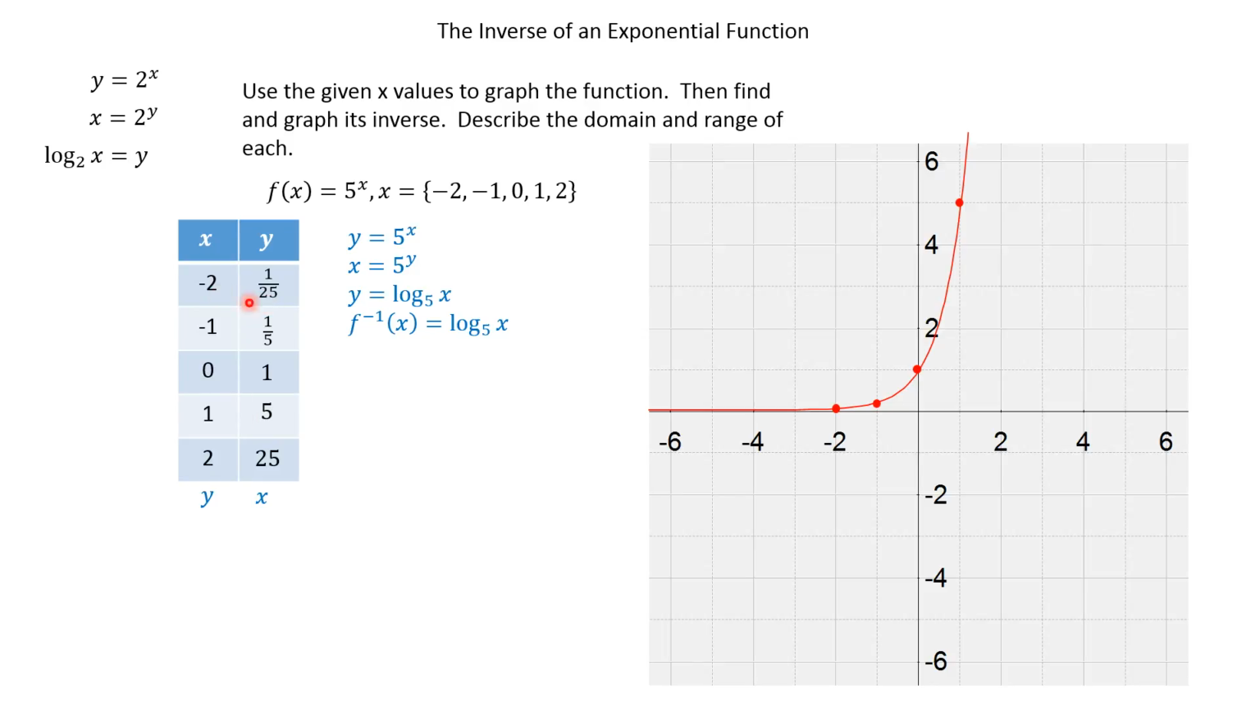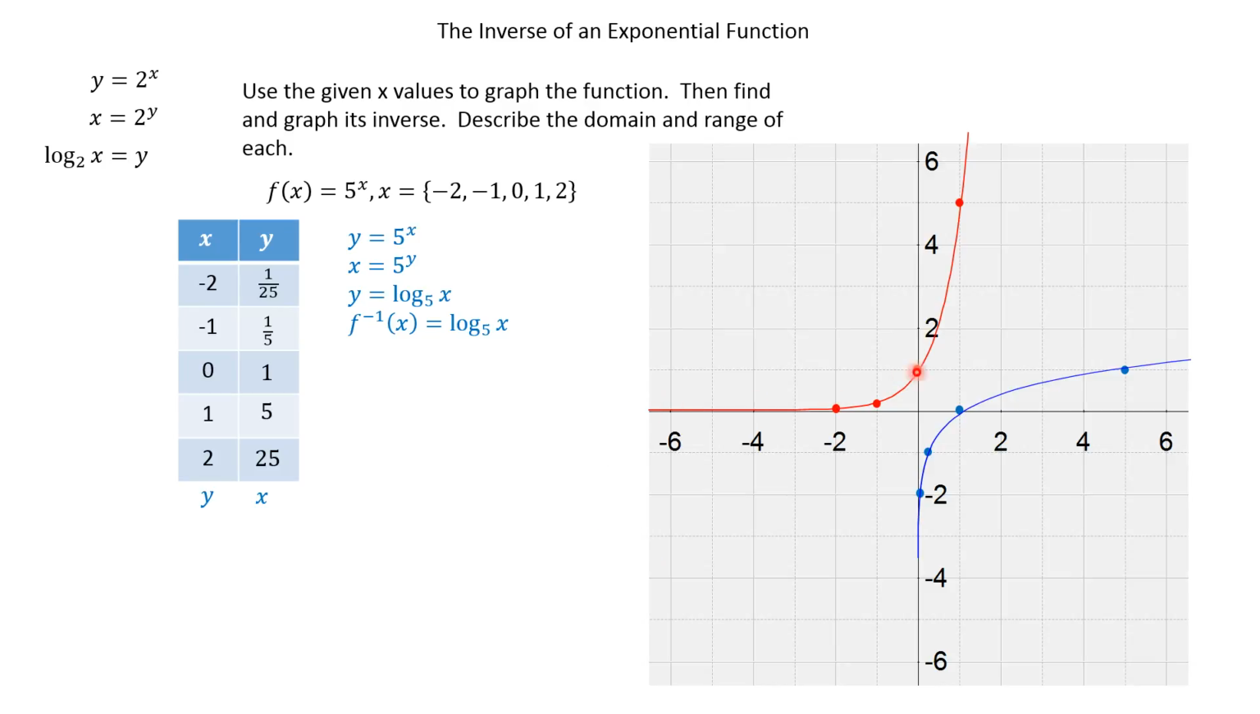And so we can graph these points. 1/25th, comma -2. It's going to be over 1/25th, which is nothing, and down to -2. Now we get a point. Over 1/5, down 1. Over 1, down 0. Over 5, up 1. And then the 2 over 25, up 2, we're not going to get over to 25. But then we can connect the dots.